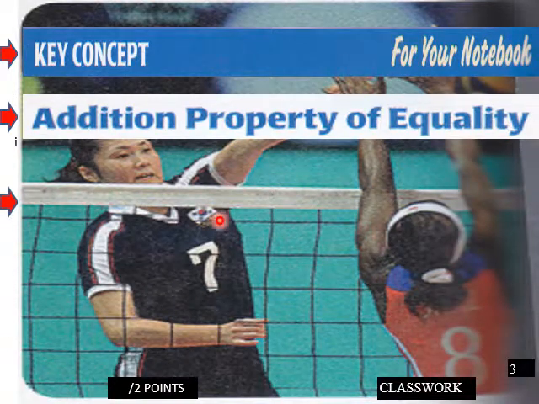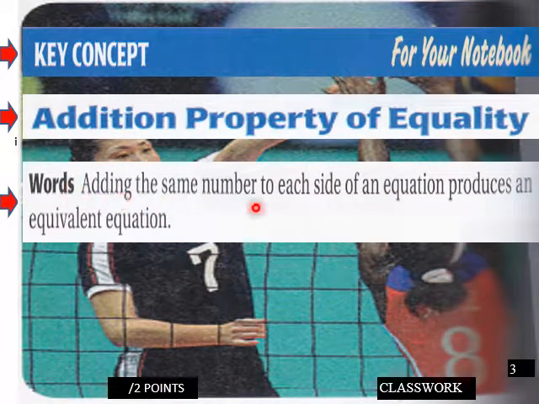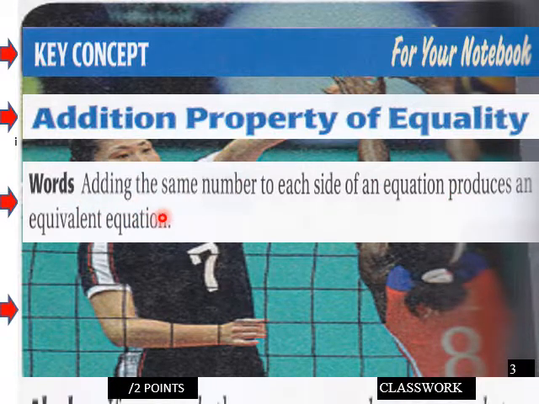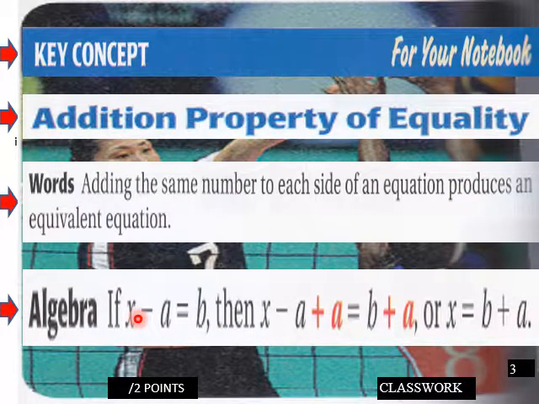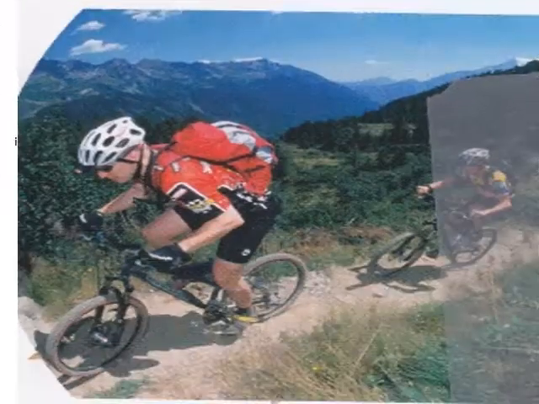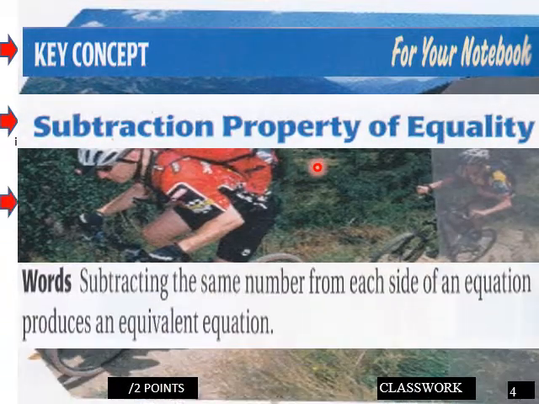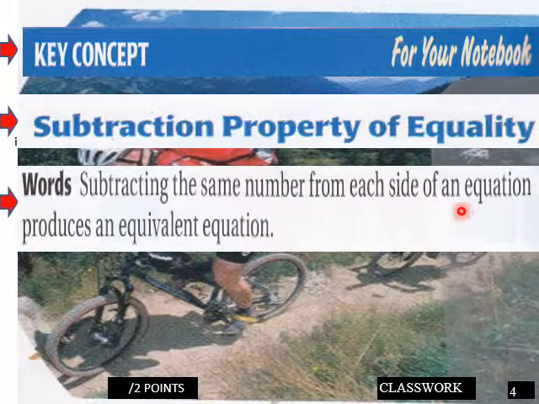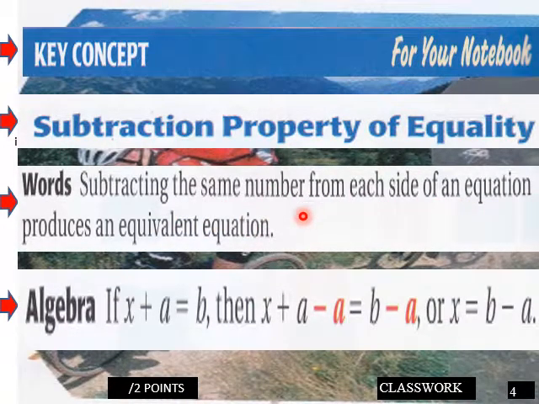So, key concept, addition property of equality. Adding the same number to each side of an equation produces an equivalent equation. Here's an example here, x minus a equals b. So when we add a to both sides, we get x equals b plus a. This is the same value as this would be here by using the addition property of equality. And then for subtraction property of equality, subtracting the same number from each side of the equation produces an equivalent equation. We have this situation here. We're trying to isolate our x, so we subtract a from both sides. This is the same value as this equation over here.